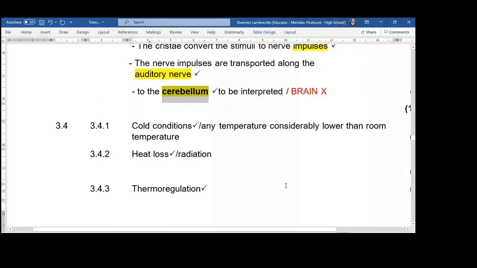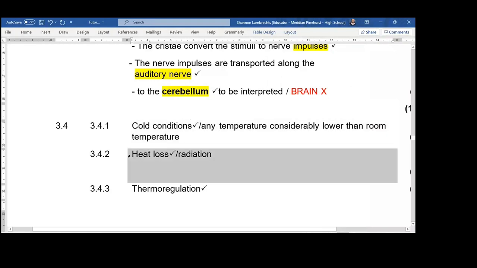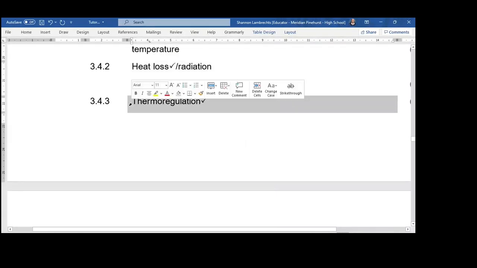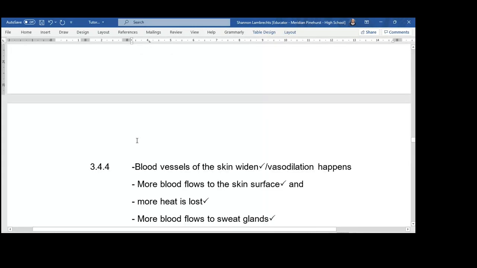Under 3.4. So as I explained, it was cold conditions because of the blood vessels. The arrows represent heat loss. And in the answer for 3.4.3 is thermoregulation and not homeostasis. Why not homeostasis? Because they are already giving you a type of homeostasis, or they're giving you a diagram showing that.